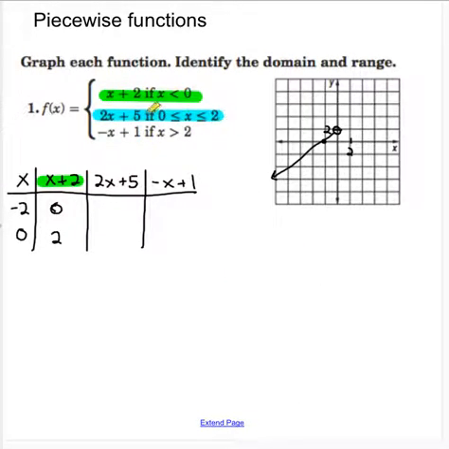2x plus 5 between 0 and 2. So here I'm going to start at 0, right? This is my input value here. So I'm going to start at 0 and I'm going to put it into this rule. So 0 plus 5, well, that's the point 0, output value 5. And this one is inclusive, so closed dots. 0, 2, 4, 5.